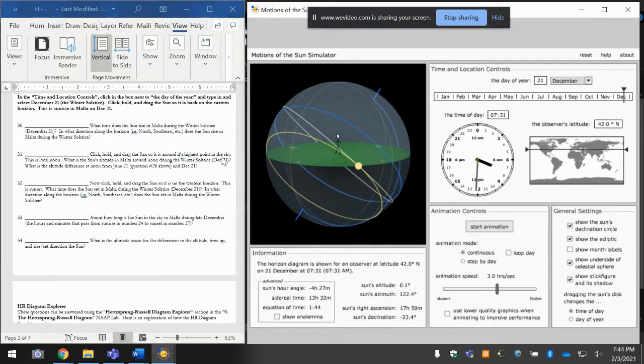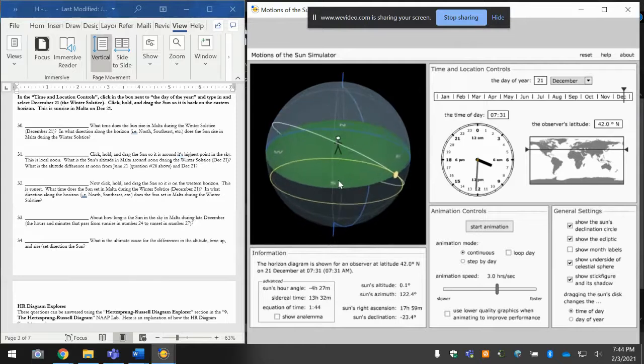Click and hold and drag the sun to its highest point. Okay, this is local noon. What's the sun's altitude around noon? And the sun's altitude down here is about 24.5. What's the difference at noon in June versus noon in December? So you're going to have to write that in there as well.